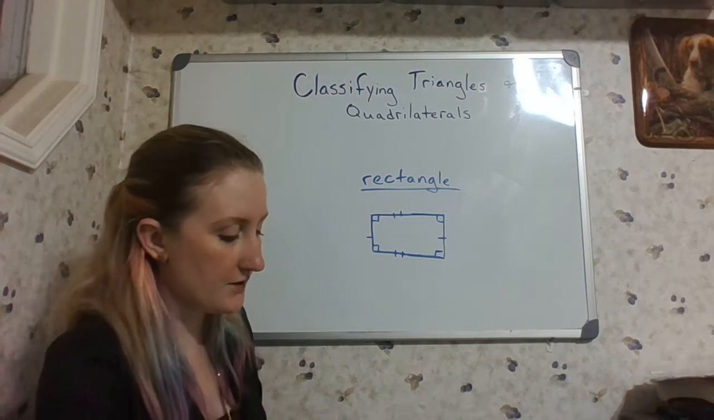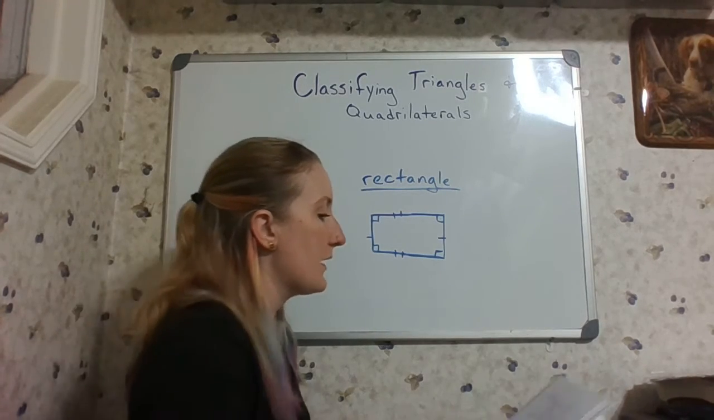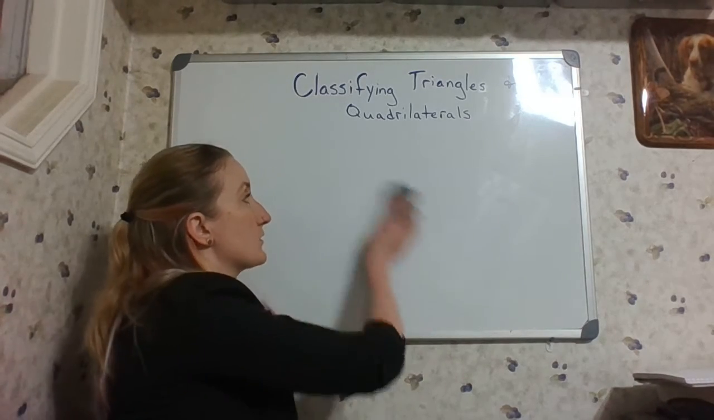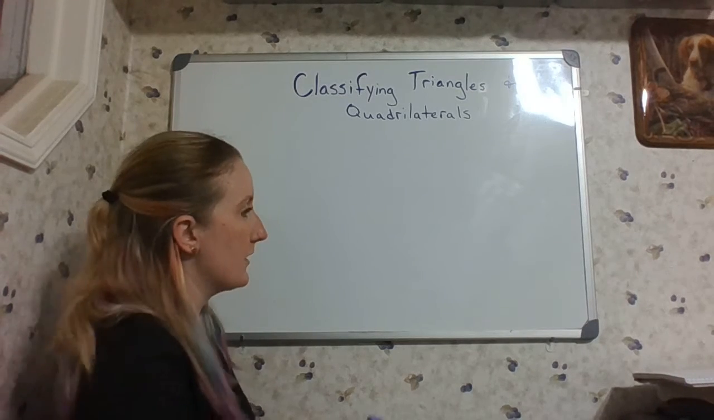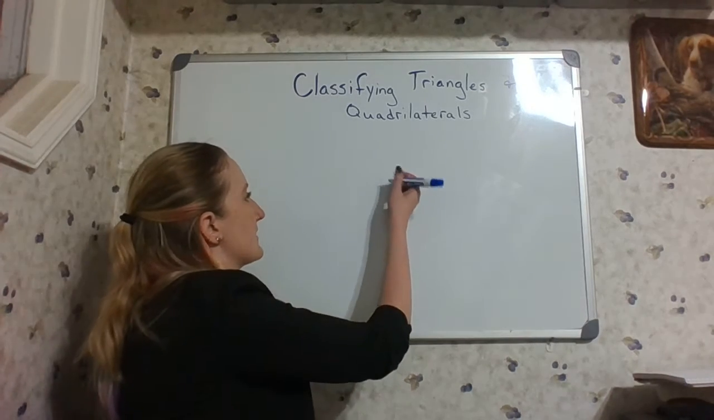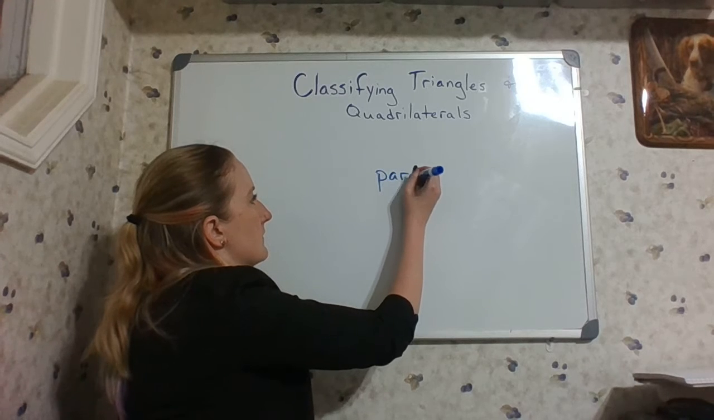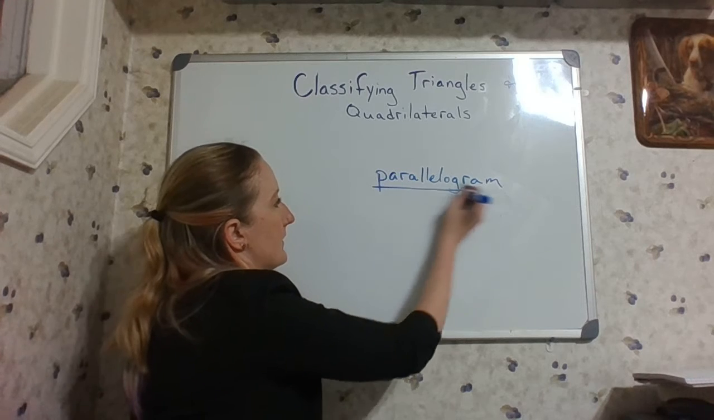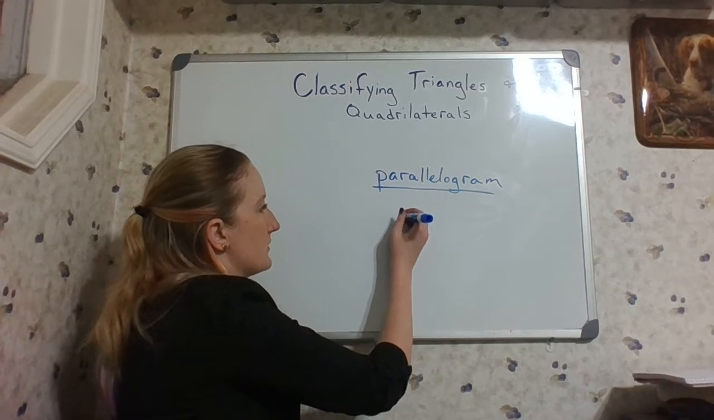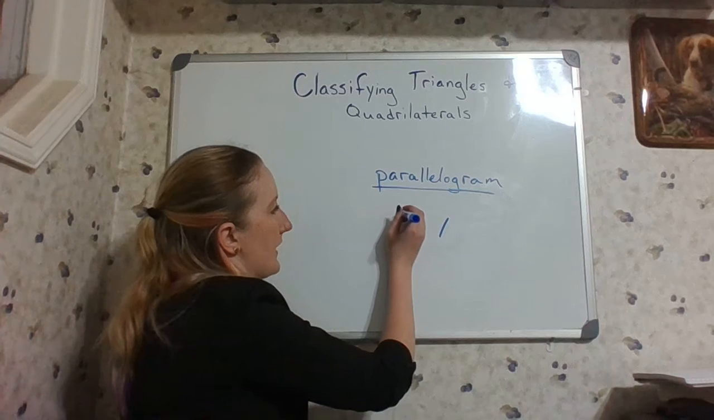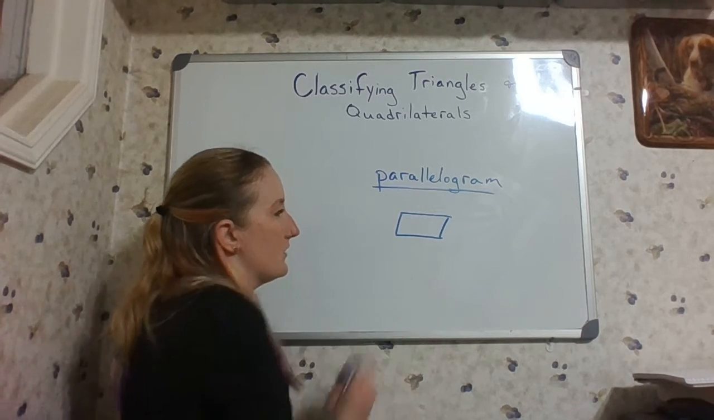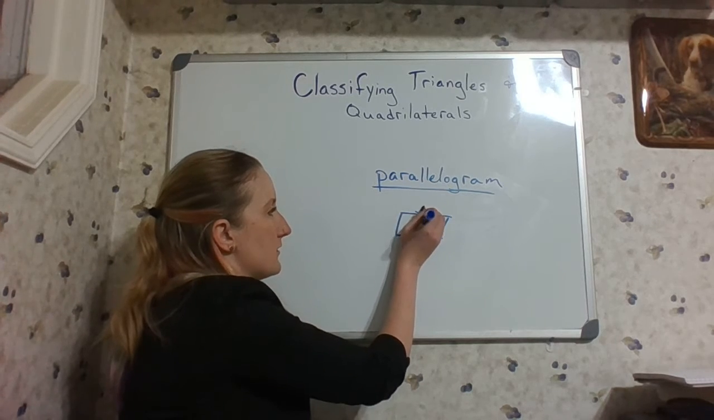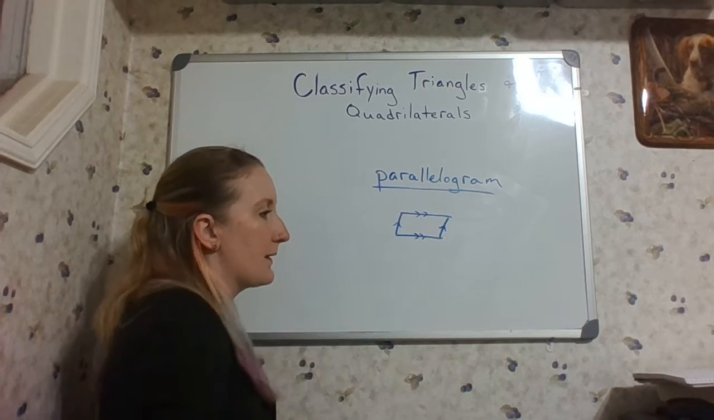All right, let's see. What other ones do we have to go over? All right, so a parallelogram. Squares and rectangles are both parallelograms because they have 2 pairs of parallel sides. So, parallelogram. And the important part about those is that it has 2 pairs of sides that are parallel to each other. And so we can mark that like this with the little arrows. That just means that those lines are parallel to each other.